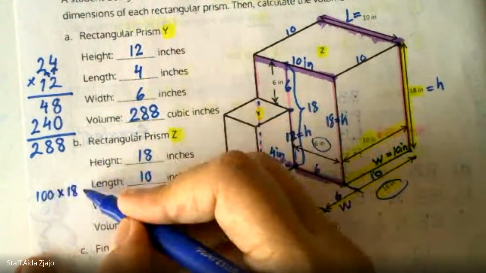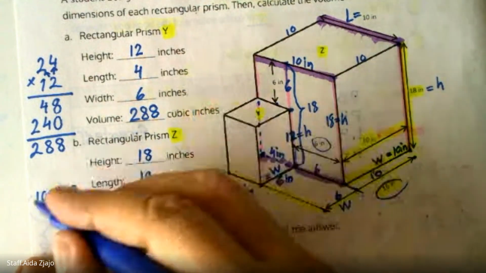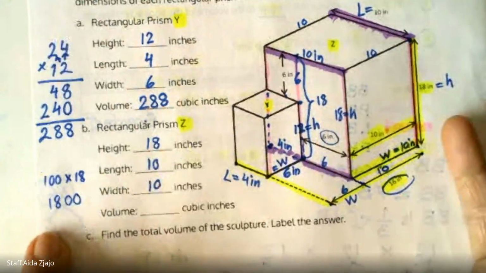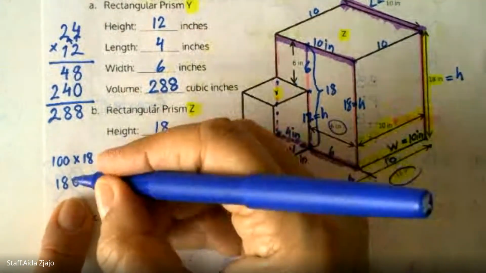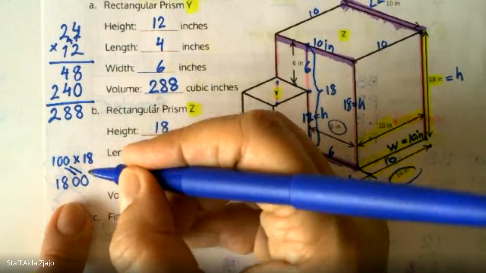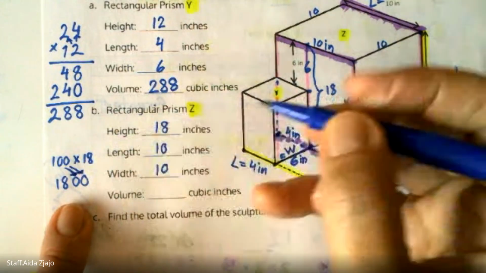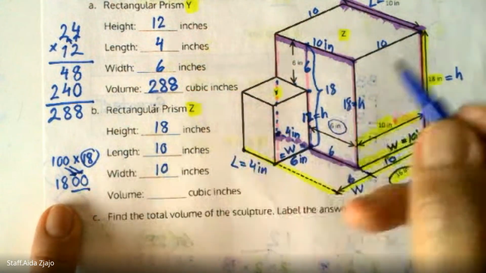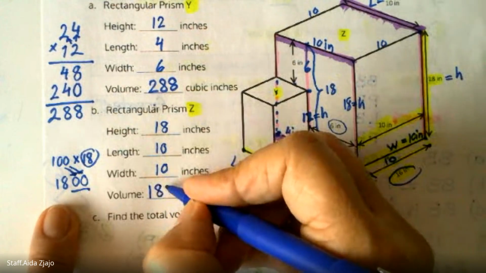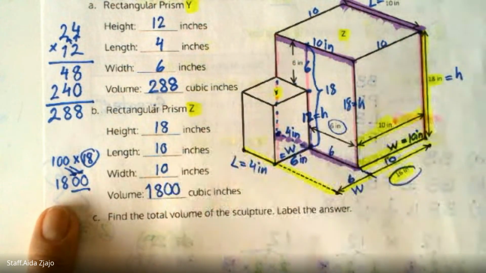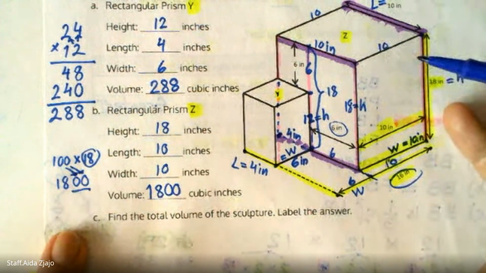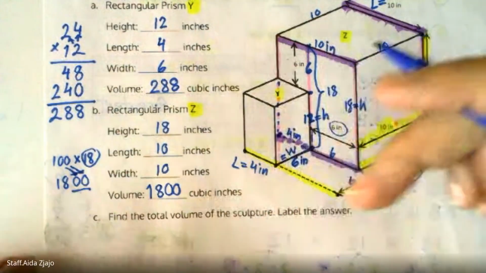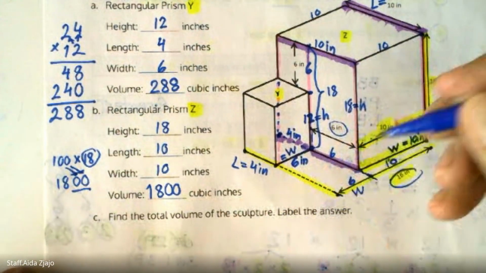So it's like 1 times 100. 1 times 18 is 18, and times 100, when you multiply by a multiple of ten, you gain zeros. The number 18 gets 100 times bigger. That's why it gets 2 zeros. So 1,800 is the volume of sculpture Z. And then finally, they say find the total volume of the sculpture and label the answer.